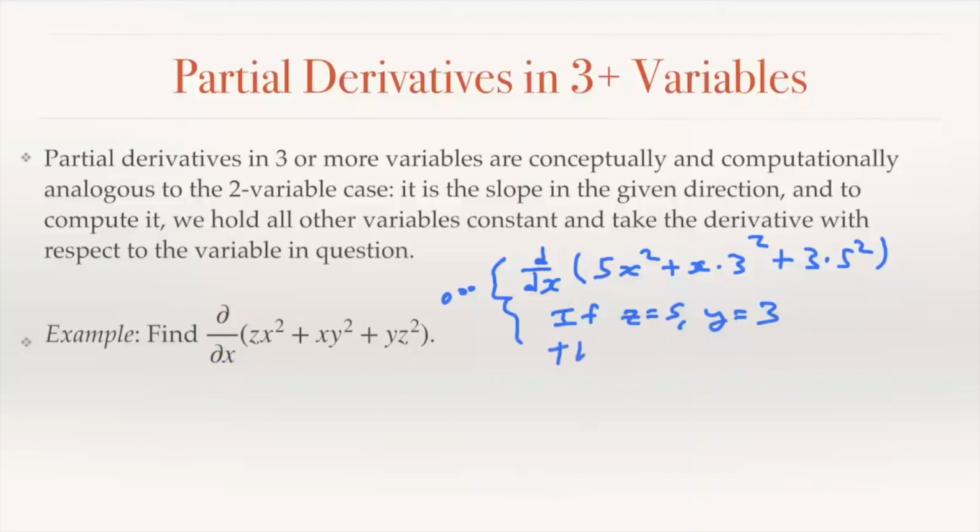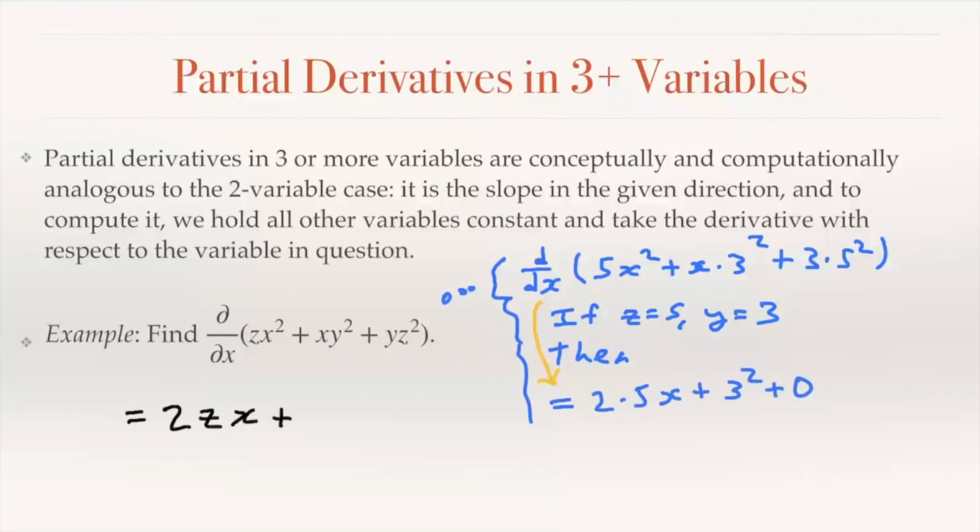So if we did this, well, that would mean that then d dx of this guy is equal to 2 times 5x plus 3 squared plus 0. Okay, so that means that this guy is 2zx plus y squared, full stop.